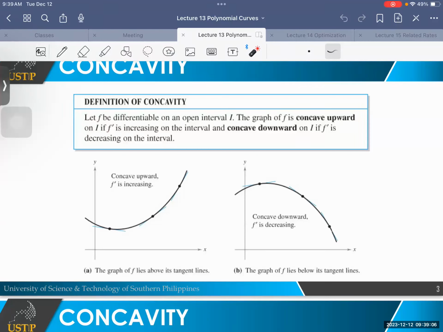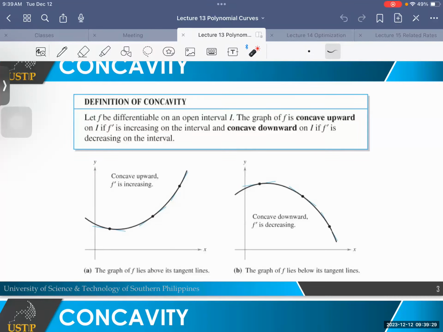So basically, looking at the graph, concave upward looks like this, okay? It is upward, as if the curve is facing upward. And then concave downward is the reverse of concave upward. Now, what is its relevance when we're talking about the derivative?